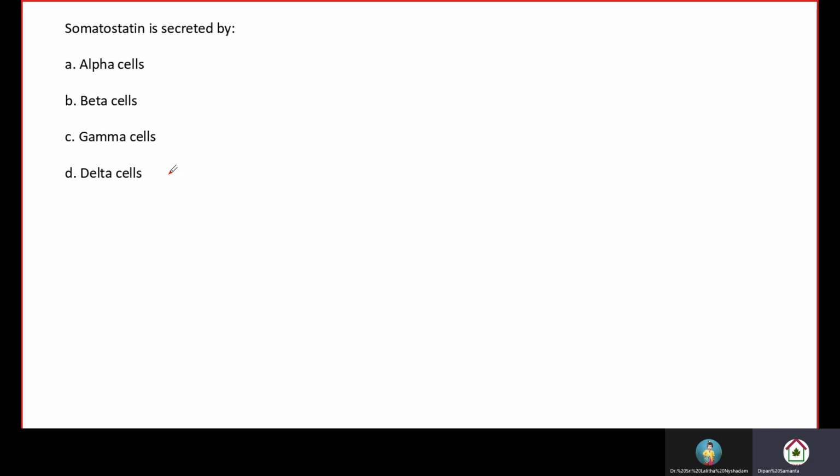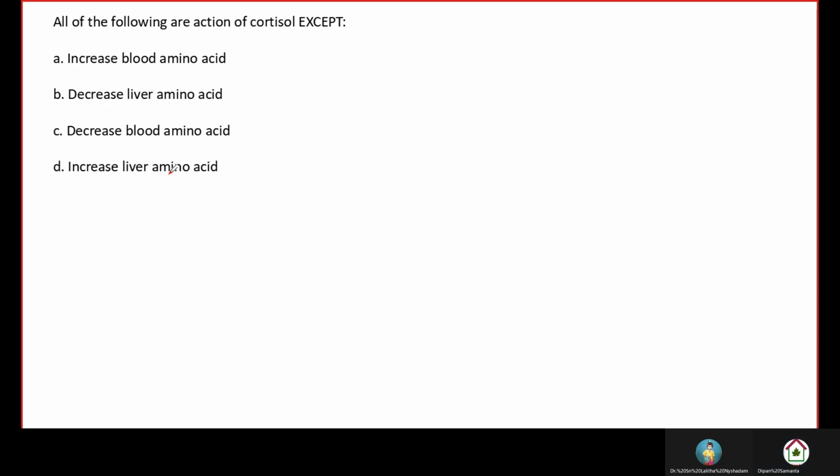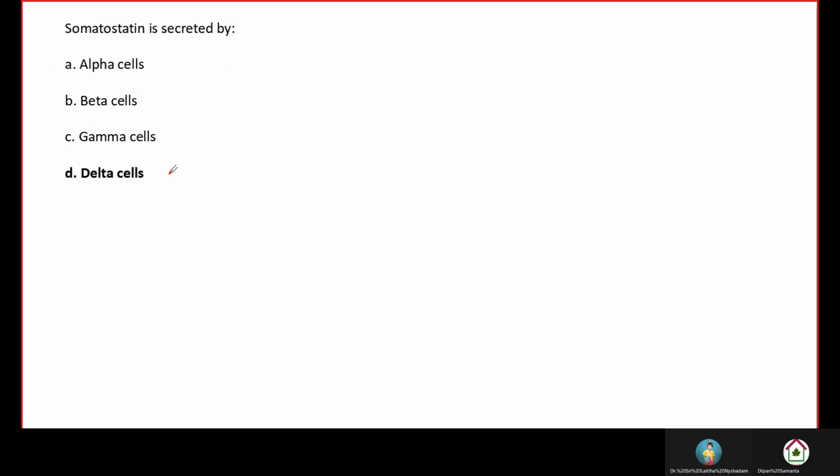Somatostatin is secreted by alpha cell, beta cell, gamma, or delta cell? By delta cell. Somatostatin is secreted by delta cell.